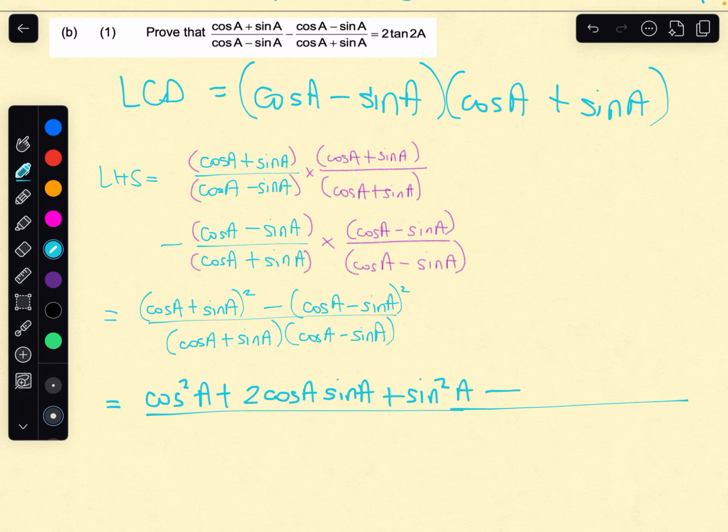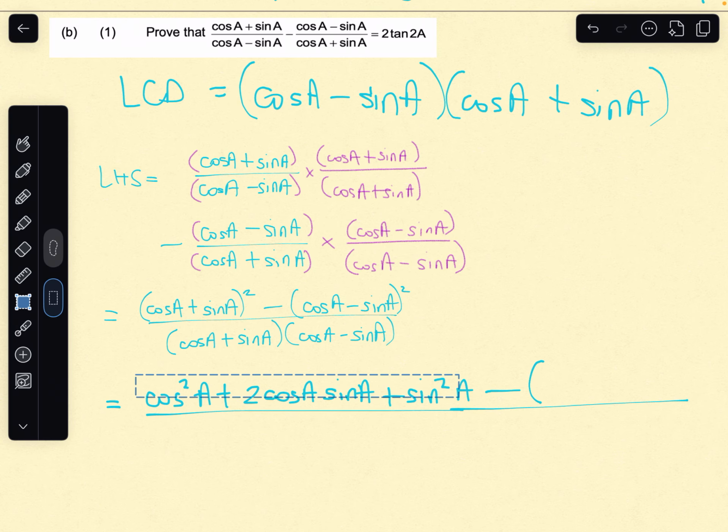Then here we need to be careful with our signs. I think I need to shrink this.